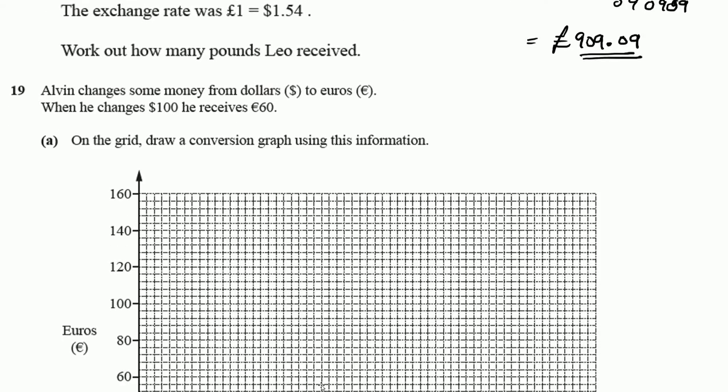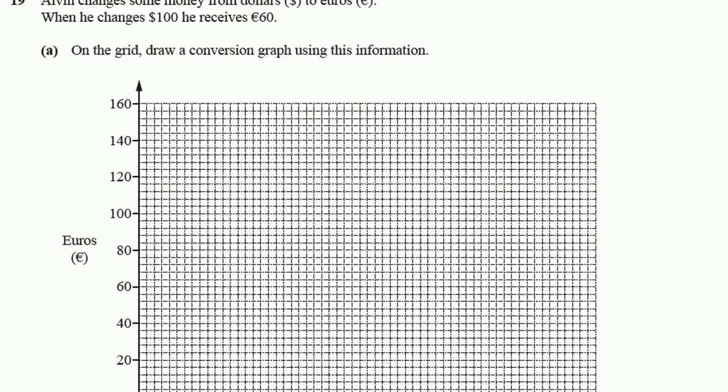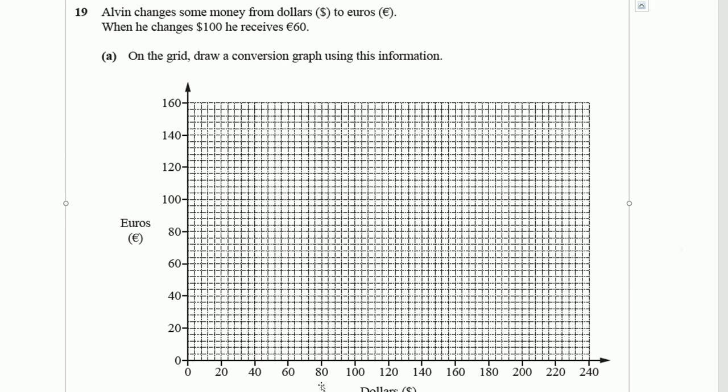Alvin changes some money from dollars to euros. When he changes $100, he receives 60 euros. I want to do this on the conversion graph. Now, let's find $100 and 60 euros. So I'm going up from $100 and across from 60 euros, and we're finding this point over here. There's $100 turning into 60 euros.